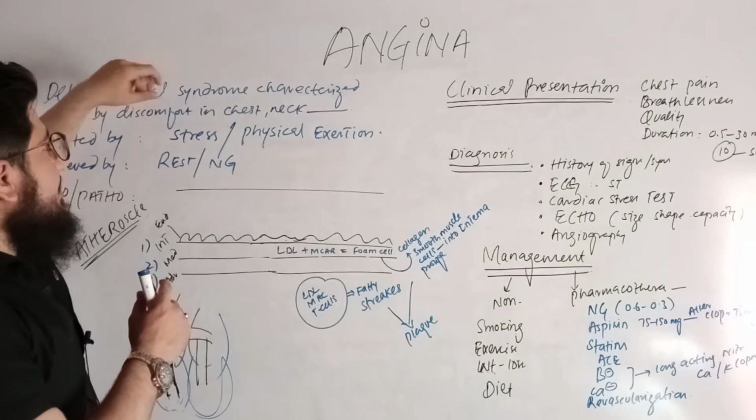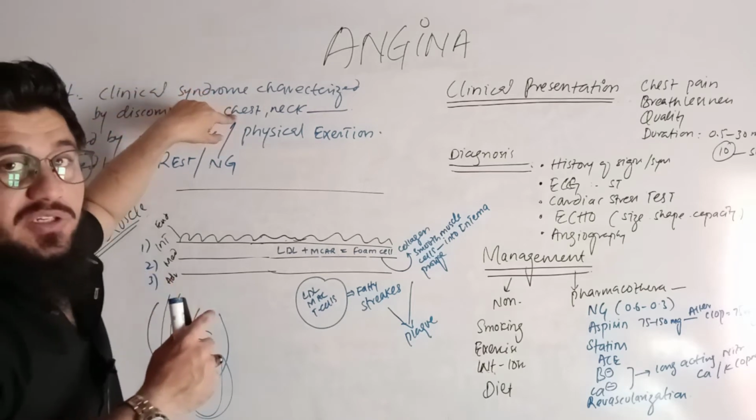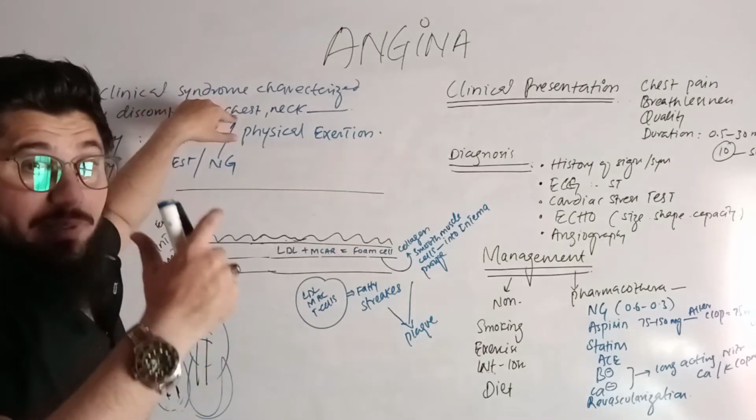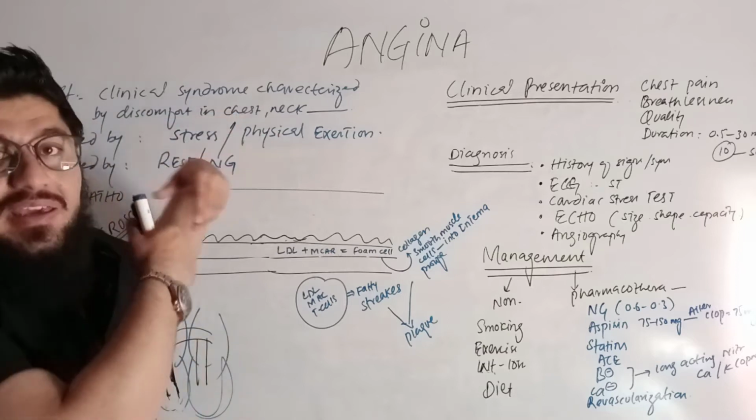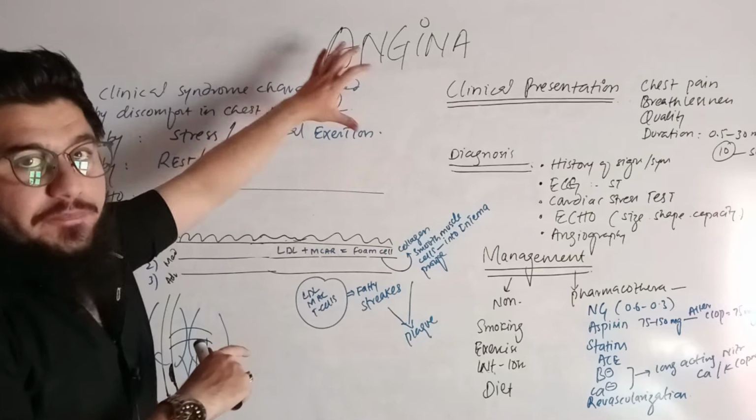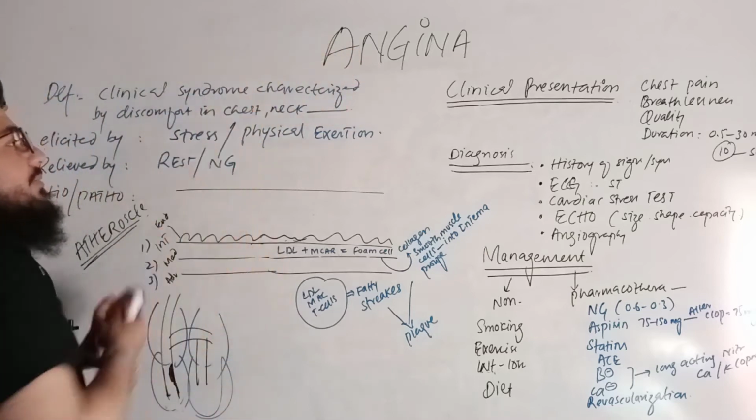Now, what is happening in this? We feel discomfort in the chest. Then that discomfort, which is actually pain, will radiate towards the neck, jaw, back, and arm. So this is called angina in a simple medical terminological definition.